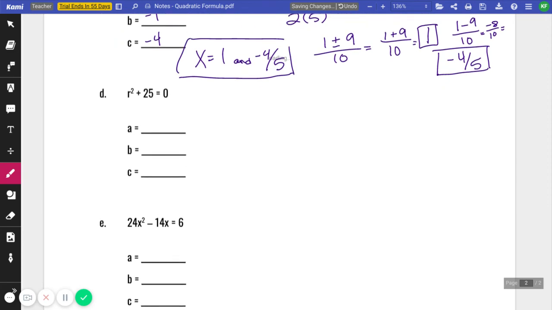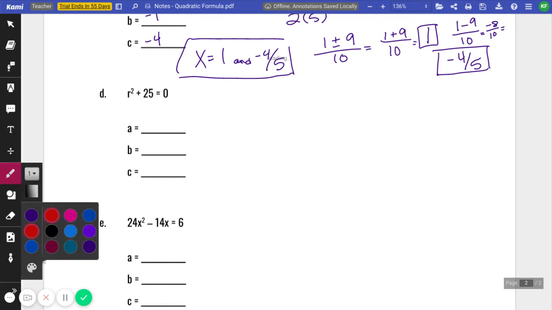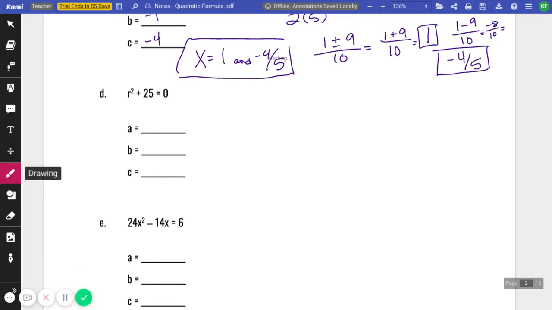For example D, r squared plus 25. This is one that I know I would not be able to solve with factoring. Remember, we can do the difference of squares, but this is not the difference of squares. This is the sum of squares. And so it does not factor perfectly like the difference of squares does. So this is a good one to try the quadratic formula with because we know we can't factor it.